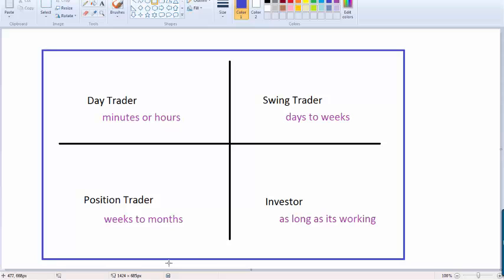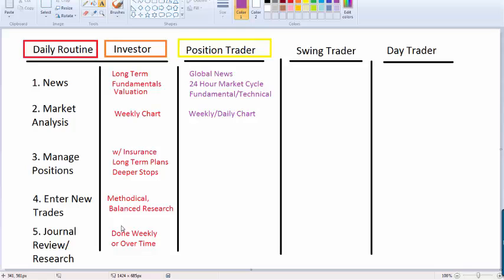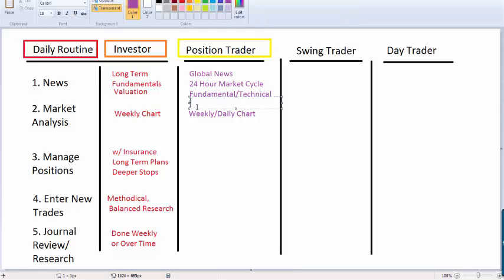But each and every area that you do decide to get into and to start working on, you have to come up with a plan for that area. Okay, so back to what we're talking about here. Position traders, they look at global news. They look at the 24-hour market cycle. They consider what's happening in Asia and in Europe and in North America when they're making decisions. They look at sector trends. I'm going to add that in there. Okay, I'm going to add in sectors, sector rotation and seasonality, seasons.